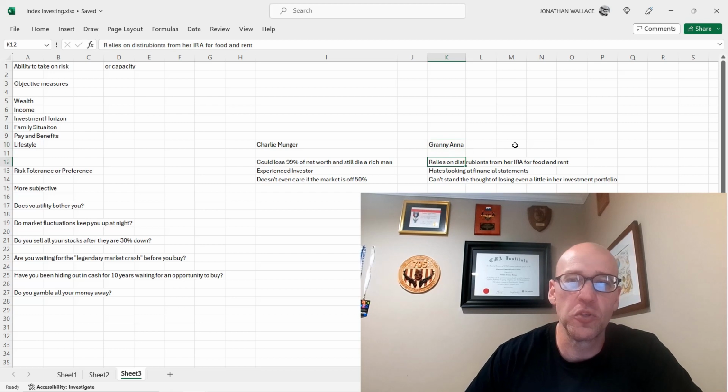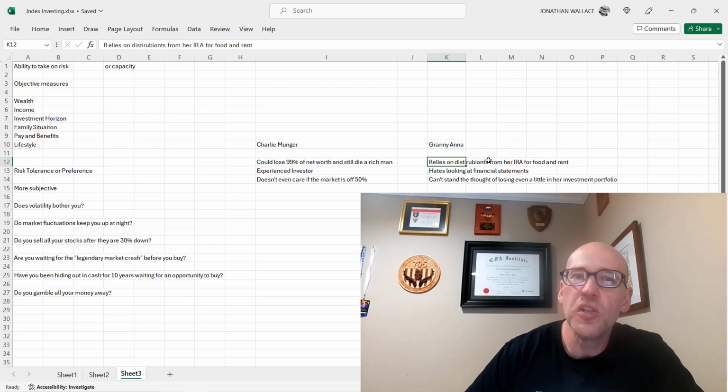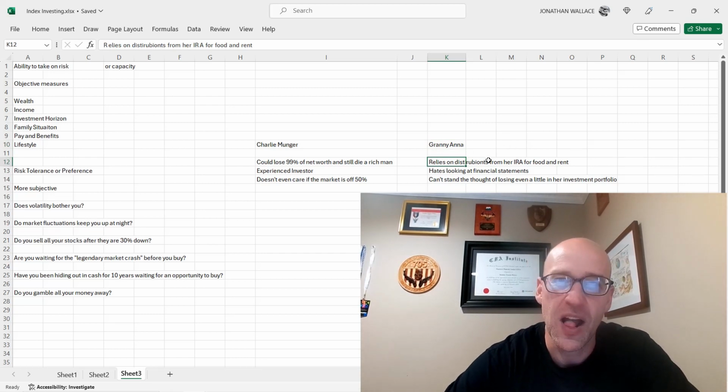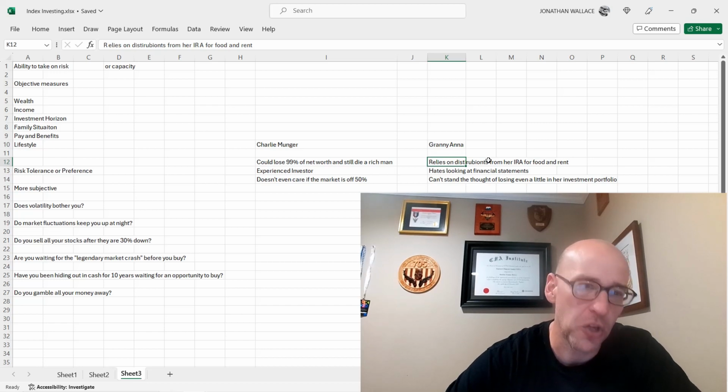Now, side by side, I've got fictional Granny Anna over here. She relies on distributions from her IRA for food and rent. So if she lost 99% of her IRA, that would not be good. In fact, that would be absolutely terrible. And so her ability to take on risk is much lower than that of Charlie Munger.